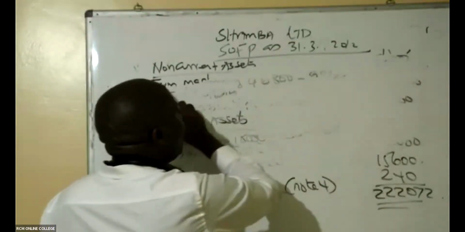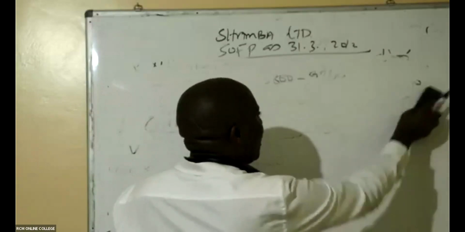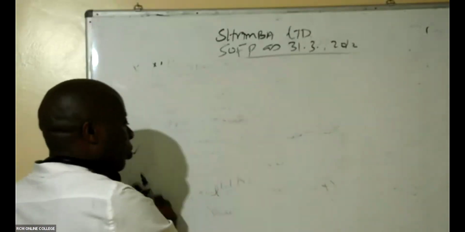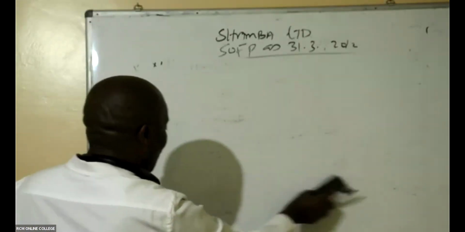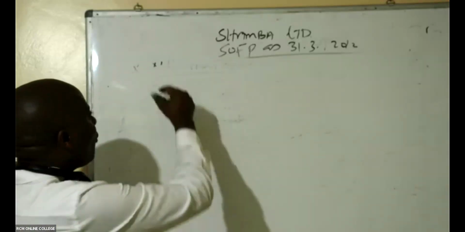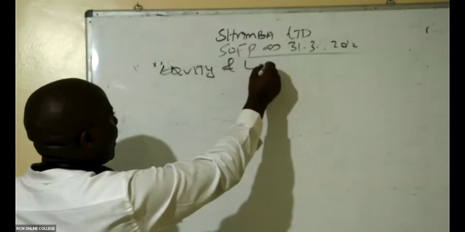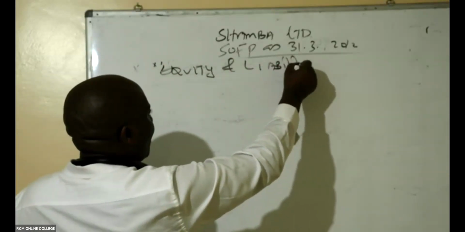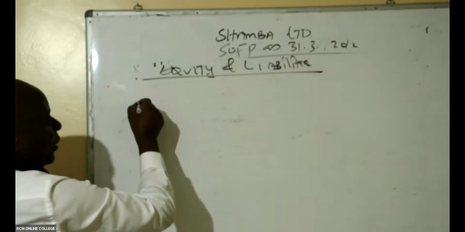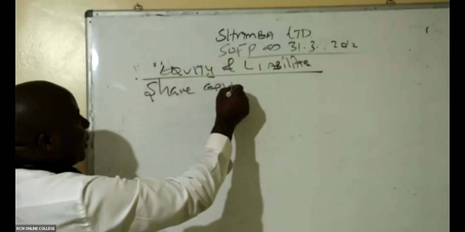So please allow me to wrap this, and then I'll be able to come here and do what here? A column for equity, a column for equity and liabilities. A column now for the financed by equity and liabilities. So then we have the share capital. We start with share capital.